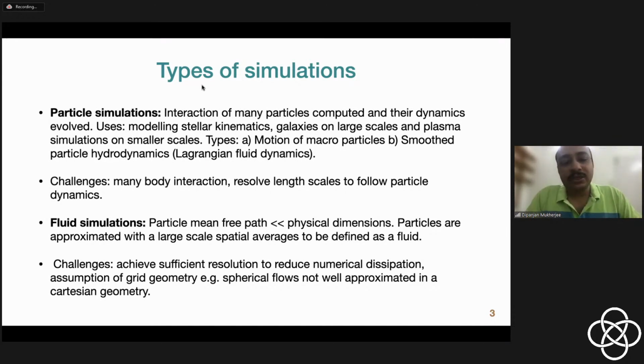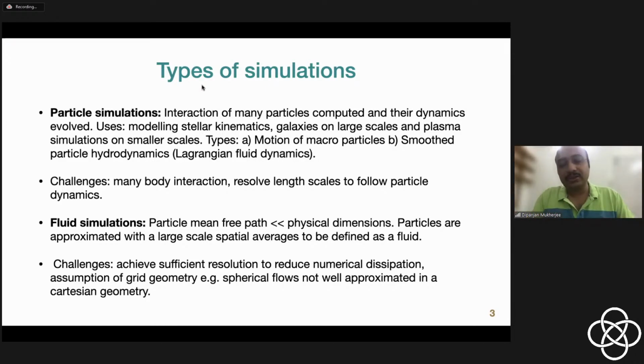So in this type of simulation, there are pros and cons. The challenges that we face are, since there are many body interactions, we have to calculate the individual interaction of all the particles with each other. Also, since the particle trajectories can be arbitrary, you need to have an adaptive system where you can resolve the length scales. Otherwise, the particle motions cannot be tracked with uniform accuracy. But the good thing about this is the resolution.